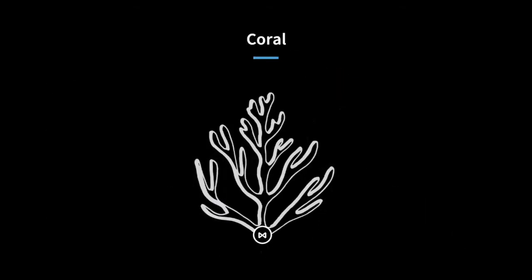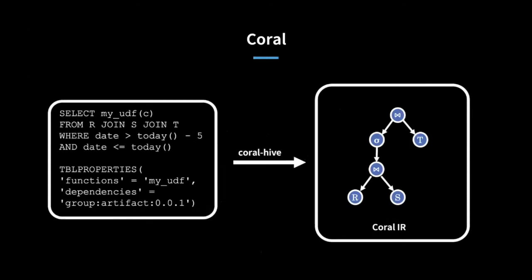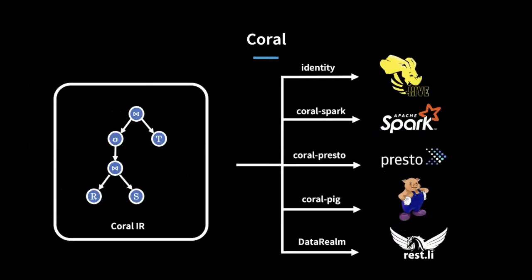So how do we layer Coral on top of our views? Given a view definition, Coral first converts that view definition to a relational algebra representation using Apache Calcite. We refer to that intermediate representation as Coral IR. Then, from the standard intermediate relational algebra representation, Coral converts the view definition to a corresponding SQL that can execute on a number of systems.